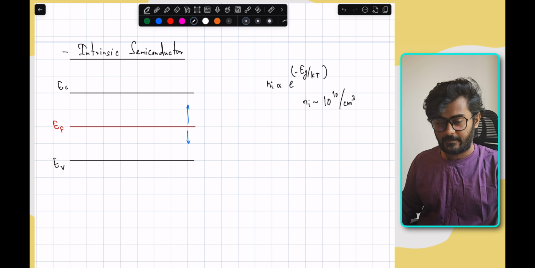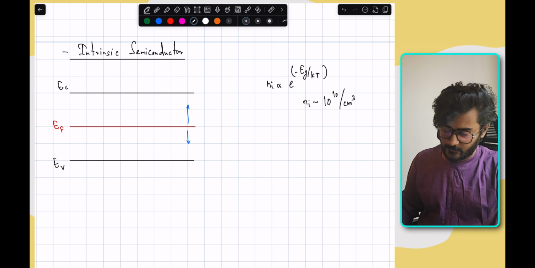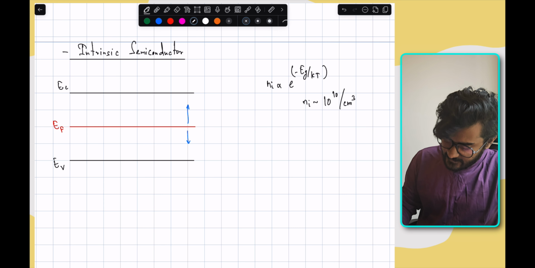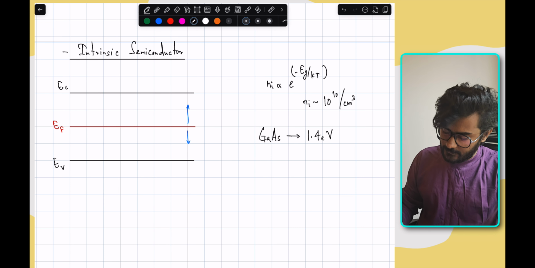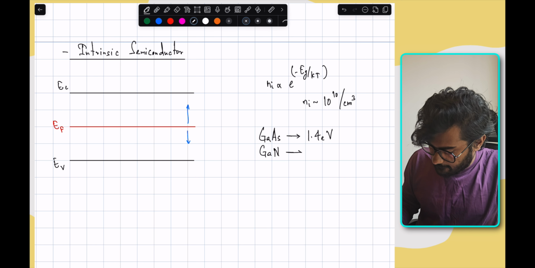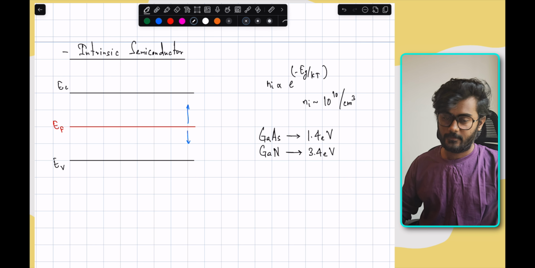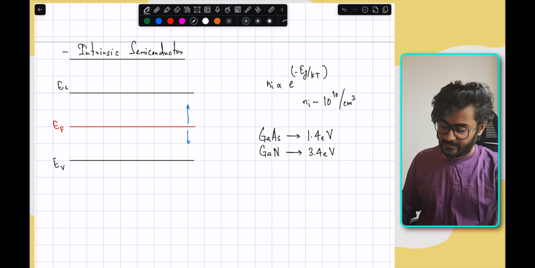So usually when we are making semi-insulators, we don't choose silicon. We choose materials such as gallium arsenide, where the band gap is around 1.4 electron volt, or else gallium nitride, where the band gap is 3.4 electron volt. So the first choice is choose wider band gap material.